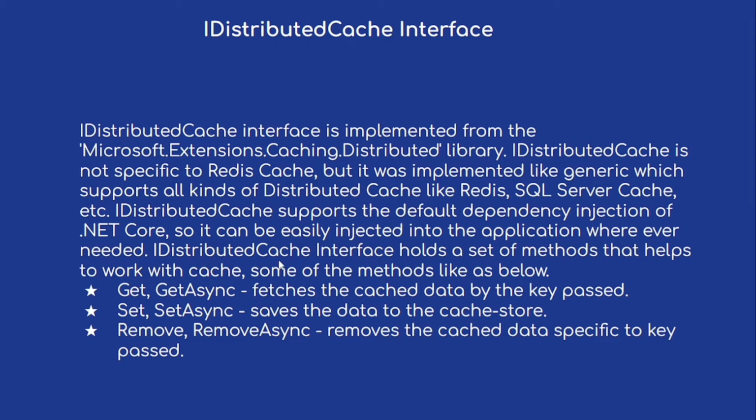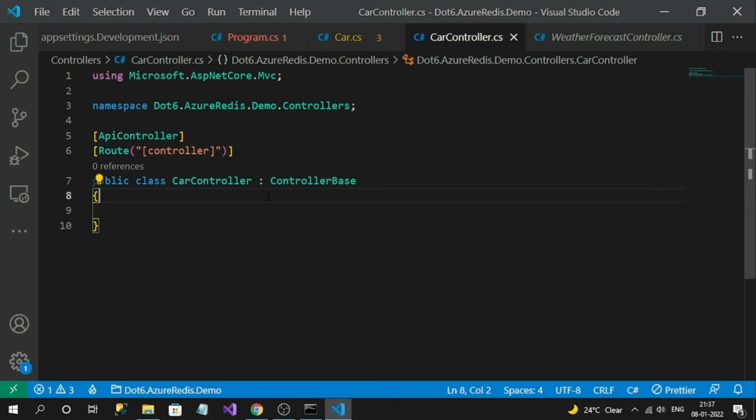IDistributedCache interface holds a set of methods that helps to make our work with cache very easy. Those are like Get, GetAsync. So synchronous and asynchronous methods are available from IDistributedCache. For fetching, we have to use Get and GetAsync. For saving, we have to use Set and SetAsync. For deleting, we have to use Remove and RemoveAsync. Now let me inject the IDistributedCache interface into my constructor.